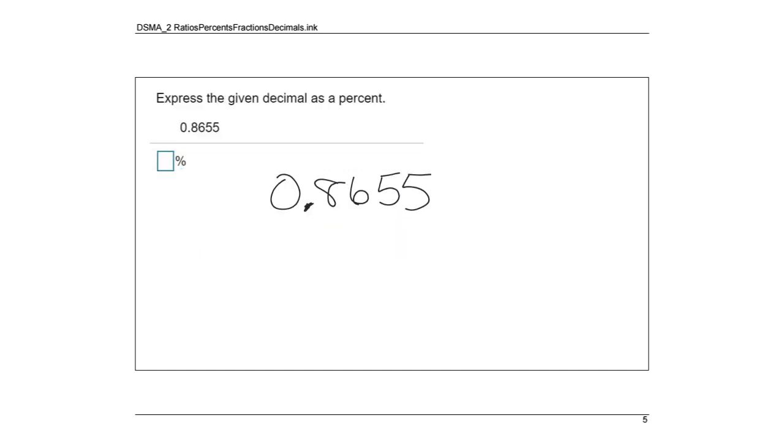All right, so we have 0.8655. This is the given decimal, and we want to express this as a percent. So again, we're going to move our decimal place 2 to the right. That's going to give us 86. We still take everything else though, 86.55%. And that's what's going to go in our box.